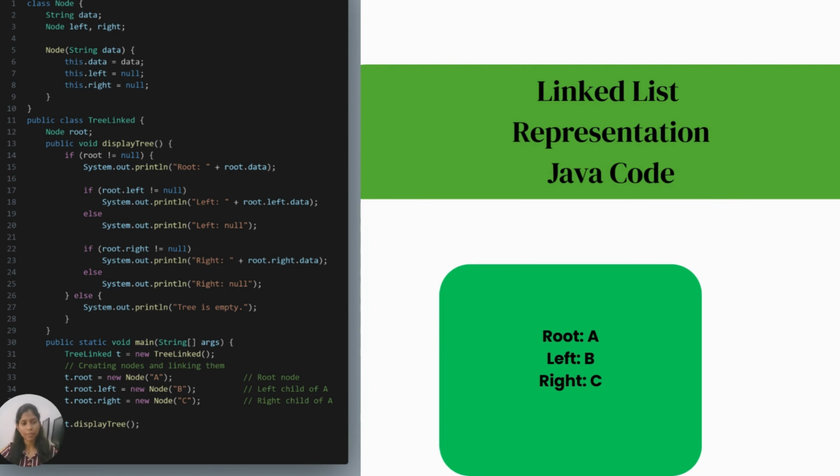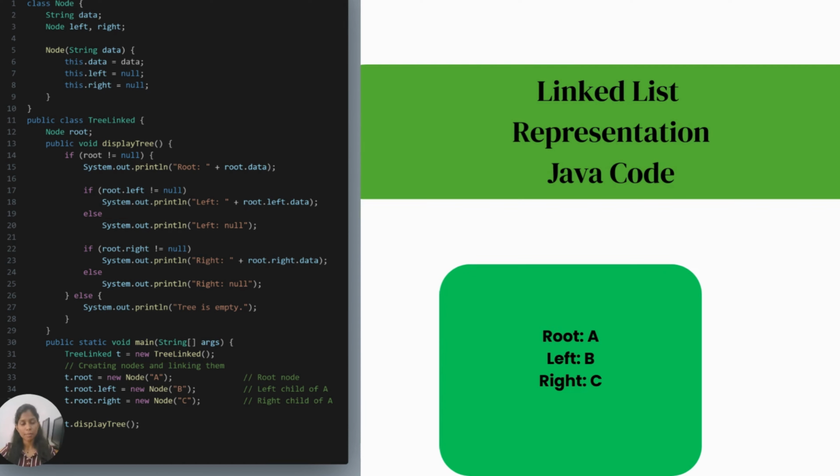First, the Node class. This is the basic building block of a tree. Each node contains data, the actual value, and left and right references to its left and right children. The constructor sets the node's data and initializes child references as null. Then the class TreeLinked. This class holds the tree. It contains one main field, the root, which points to the topmost node of the tree.